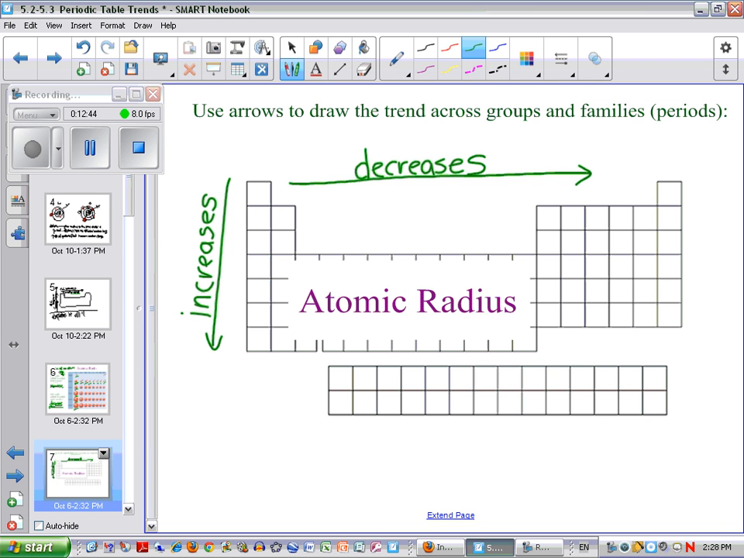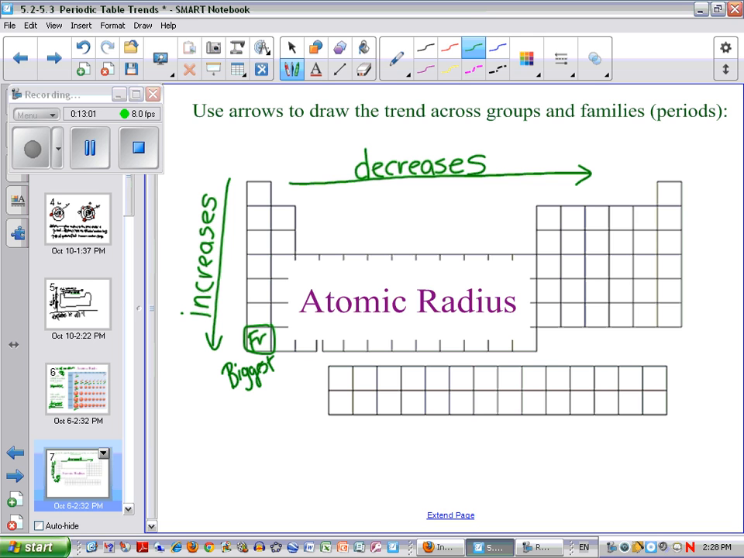So what would be the biggest atom on the periodic table? Use the periodic table on the wall. Figure it out. Which one would be the biggest? We know it gets smaller as it goes across, so it's going to be on the left-hand side, and it gets bigger as it goes down, so it's going to be francium. And it's true. This is absolutely the biggest element on the periodic table.